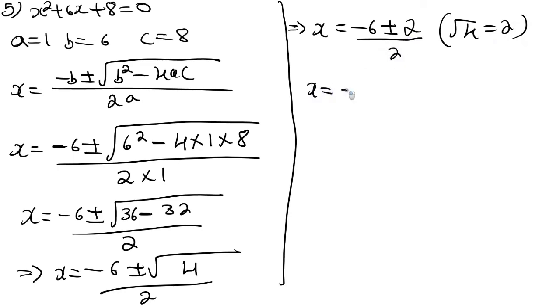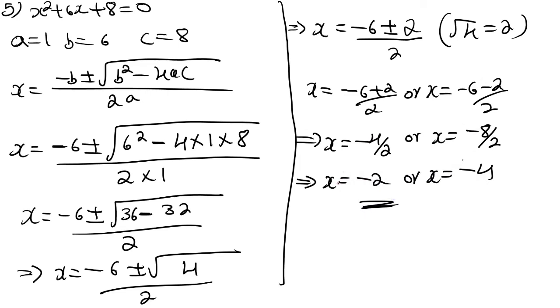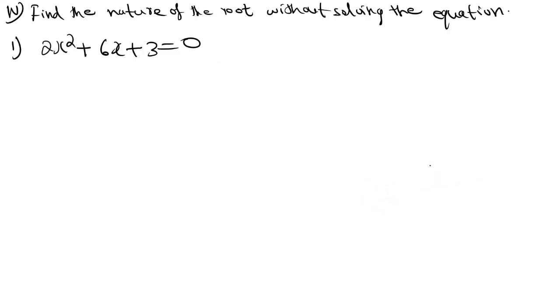X value is equal to minus 6 plus 2 by 2, or x value is equal to minus 6 minus 2 by 2. This implies x value is equal to minus 6 plus 2 is minus 4 by 2, or x value is equal to minus 6 minus 2 is minus 8 by 2. Again simplify this one. This implies x value is equal to minus 4 by 2 is minus 2, or x value is equal to minus 8 by 2, which is equal to minus 4. So the solution is, one is x equal to minus 2, another one is x equal to minus 4.